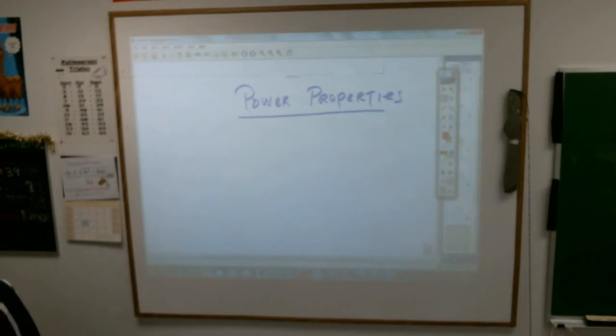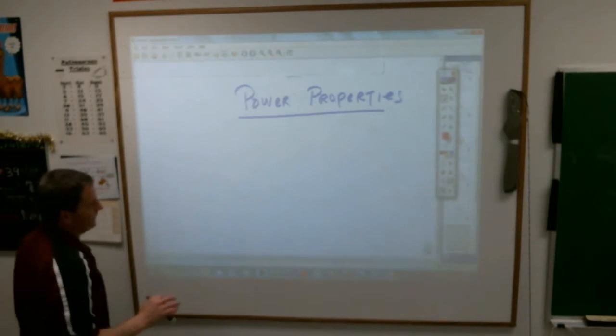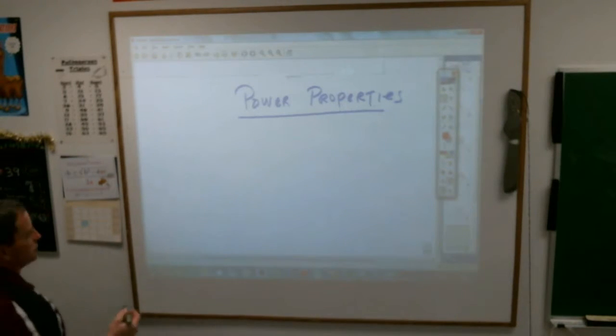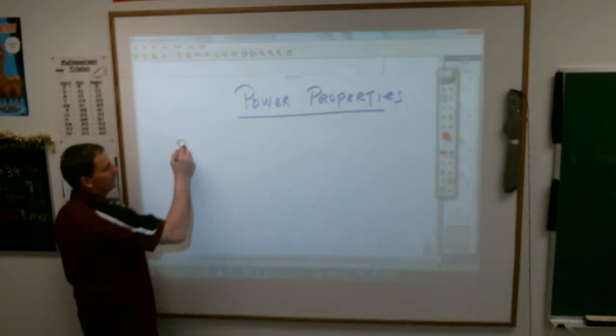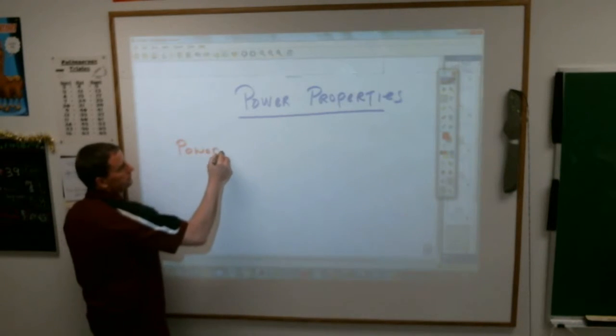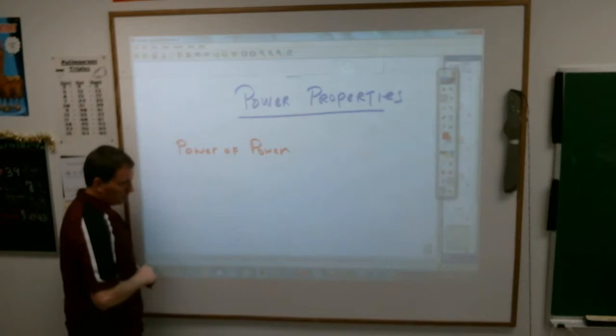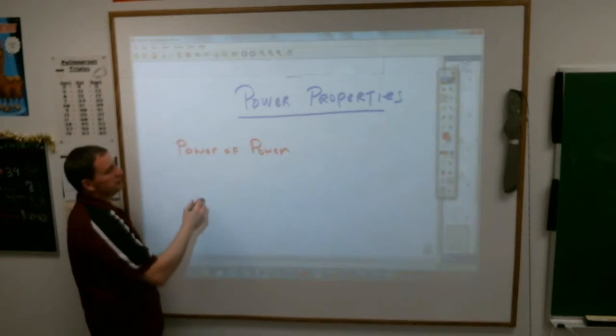Today we look at what we love to call the power properties. And there's three different ones you need to look at and have examples for. The first one is a power of a power, or exponents of exponents. And the book shows it like this.